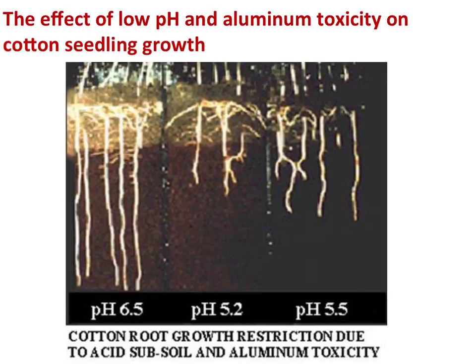This photograph displays cotton root growth under conditions of high pH on the left and low pH on the right. Acidic conditions increase aluminum solubility, thus exposing the roots to aluminum ion toxicity.